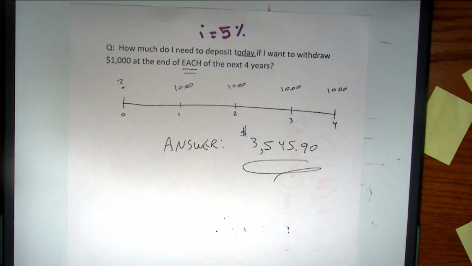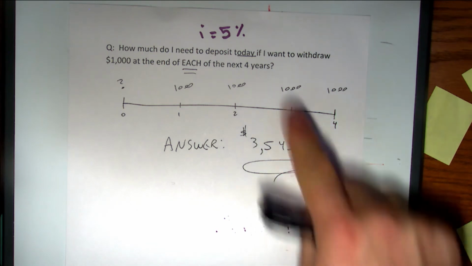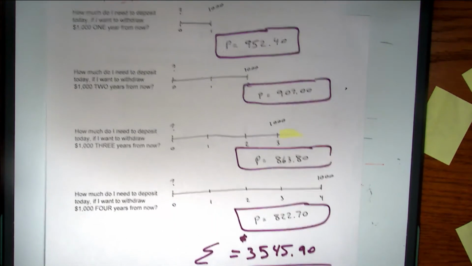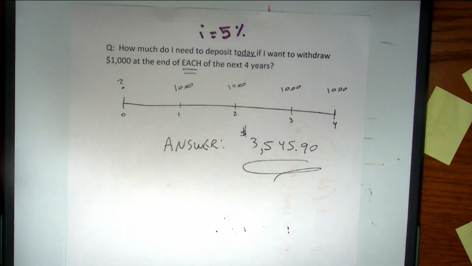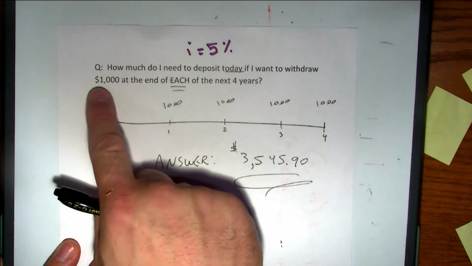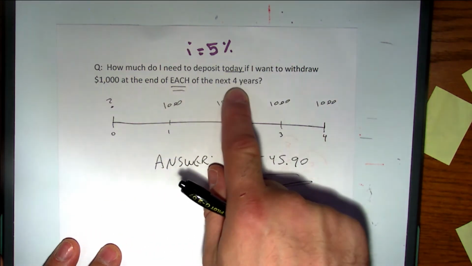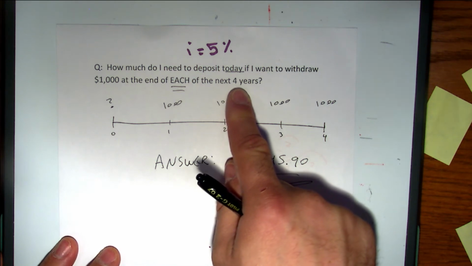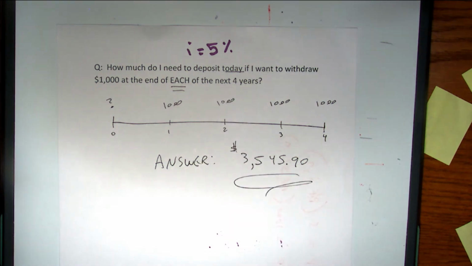Now there's an easier way to do this. You can see how you can solve this problem by just doing 4 P of F problems, correct? But that gets a little old. What if the question was, how much do I need to deposit today if I want to withdraw $1,000 at the end of each of the next 20 years? Well, you don't want to do 20 P of F problems, do you? So let's talk about a better way to do this.